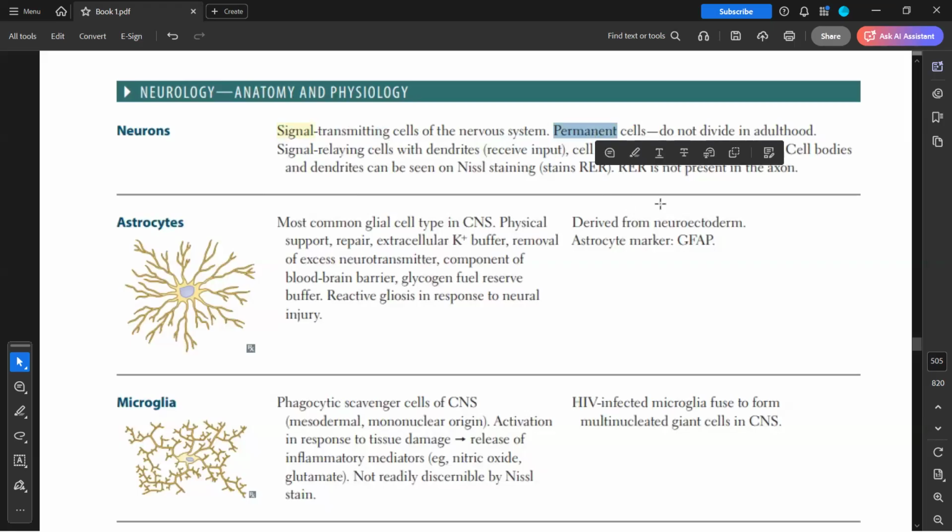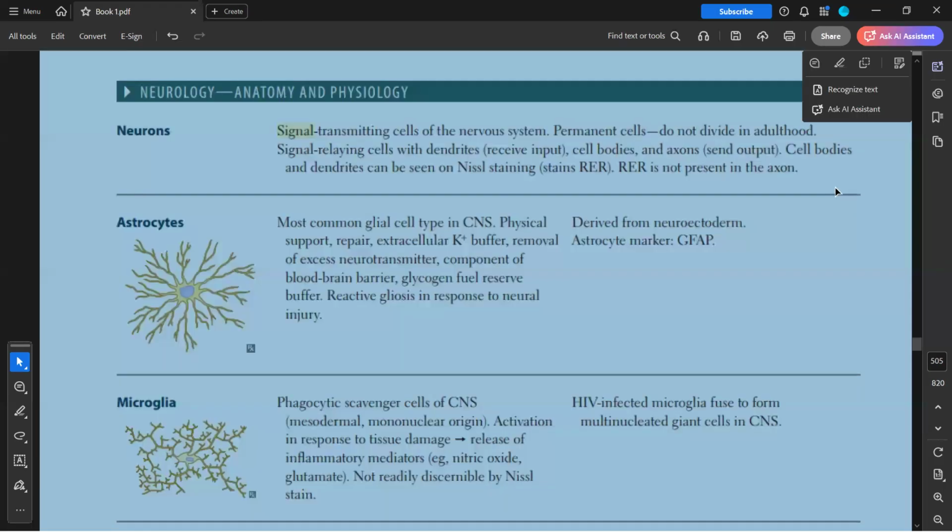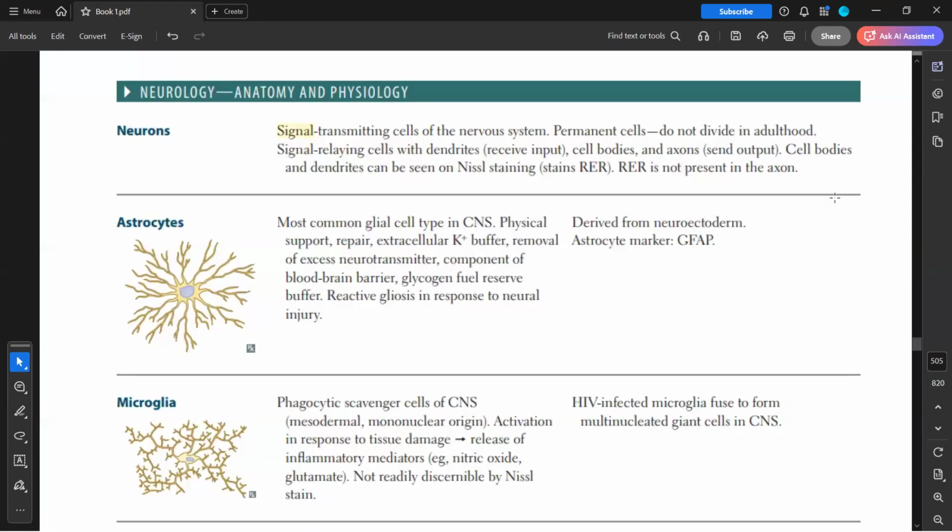They are permanent cells and they do not divide into adulthood. As you know, if you get injured, your cells divide to heal your wound. But here in neurons, they are permanent cells and they never divide. That means if they get damaged, it's permanent damage. You can't do much about it.